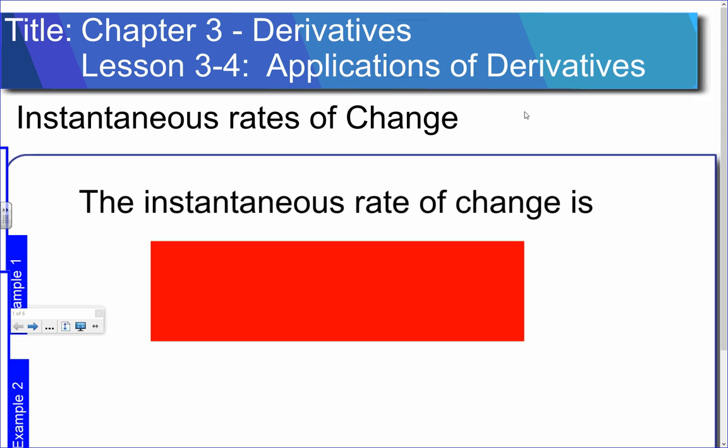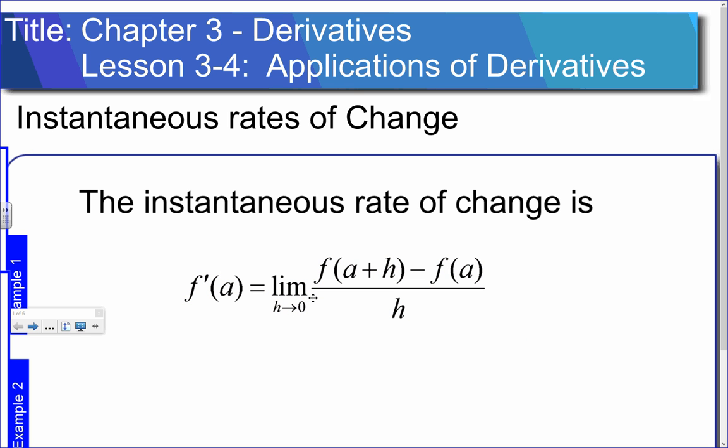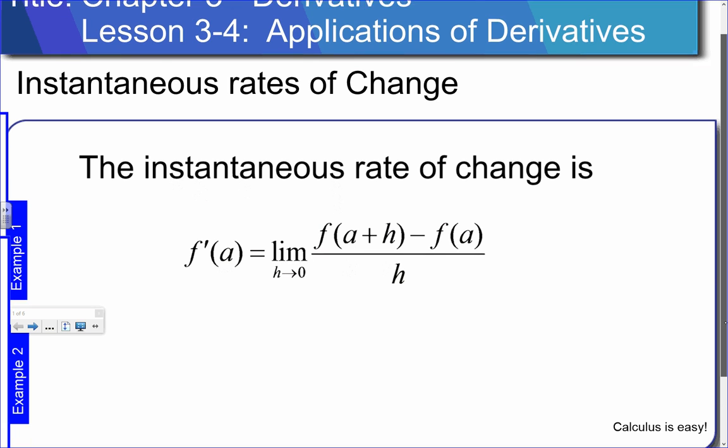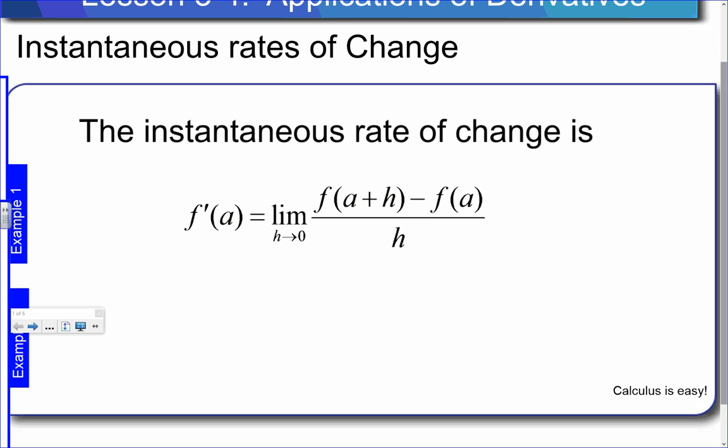All right, this is chapter 3, section 4, rates of change. Instantaneous rate of change we learned the other day is the derivative. So our derivative definition, f prime of a equals the limit as h approaches 0 of f of a plus h minus f of a over h. So really what it comes down to is, to find the instantaneous rate of change at a point a, we simply need to find the derivative and plug in a.